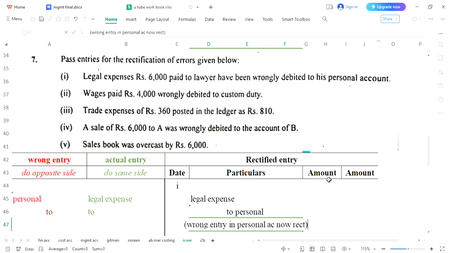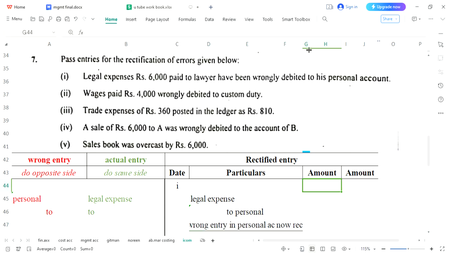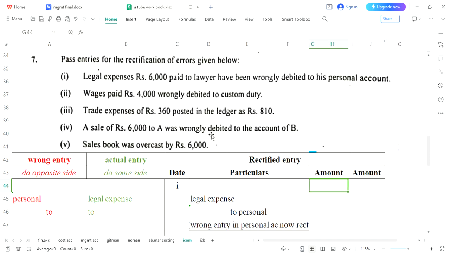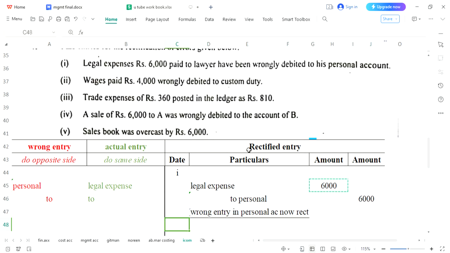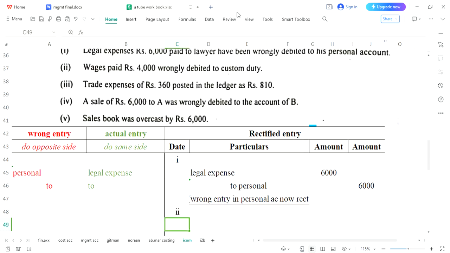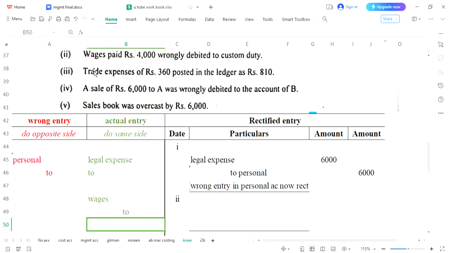Alright guys, in this way our first entry has been completed and we need to write the amount. Legal expenses 6,000. So post 6,000 on the debit side and the same amount you are supposed to write on the credit side. First entry is completed: legal expenses to personal account. Now second entry, wages again paid. It means it's an expense. Expense should be debited. So wages to is the original entry.